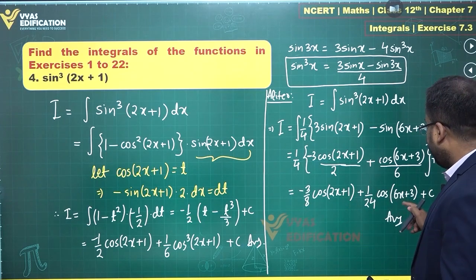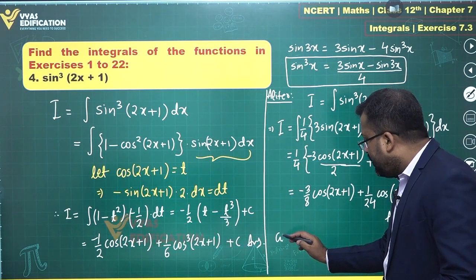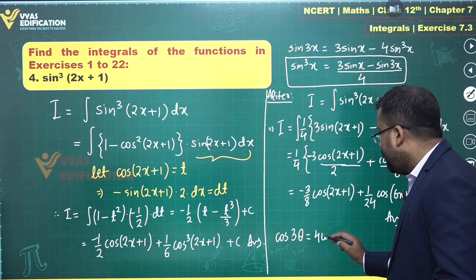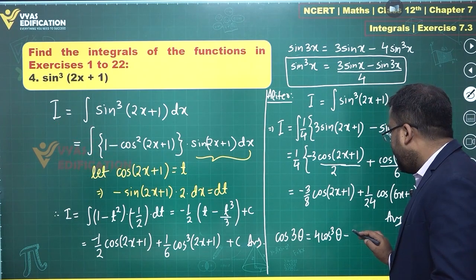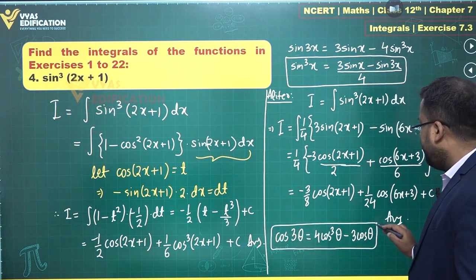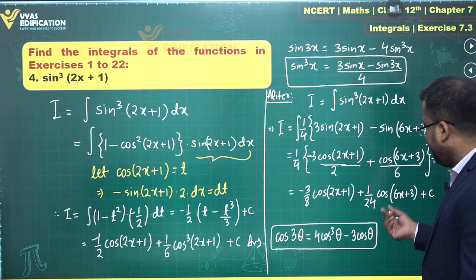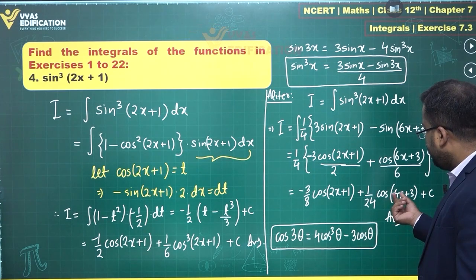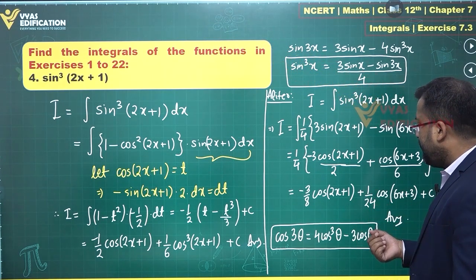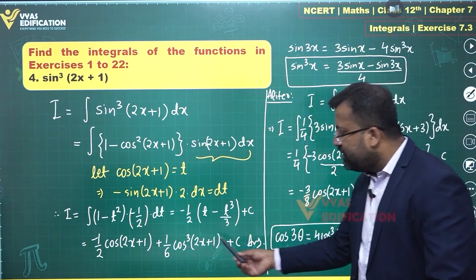Yes, the identity that you will require is that cos of 6x plus 3 is actually cos 3 theta. Cos 3 theta is 4 cos cube theta minus 3 cos theta. This is the identity that you will need. And just to give you a glimpse of the steps, let's write this. This cos 3 theta will be 4 cos cube. Let me write the term. 4 upon 24 will be 1 upon 6 cos cube of 2x plus 1.